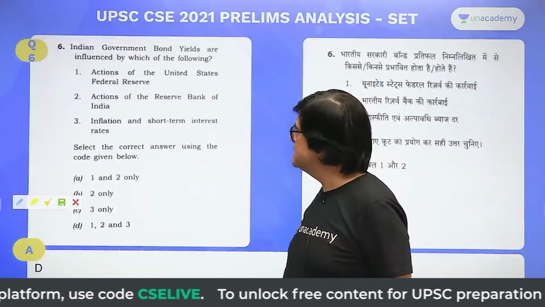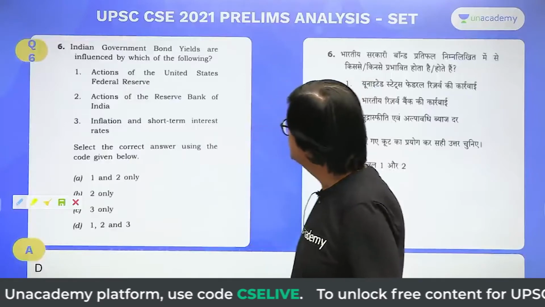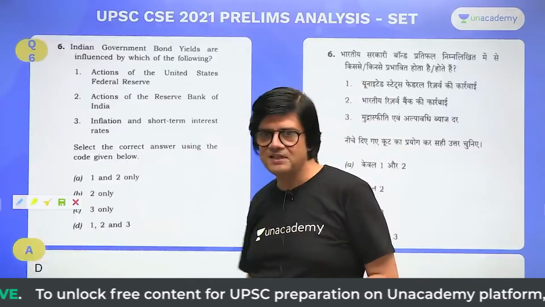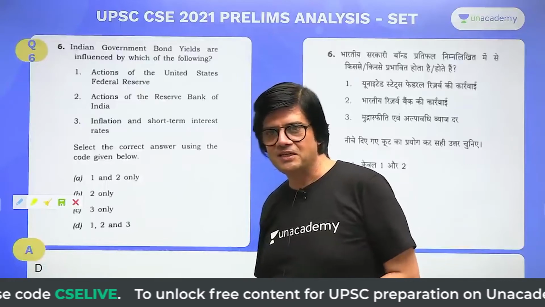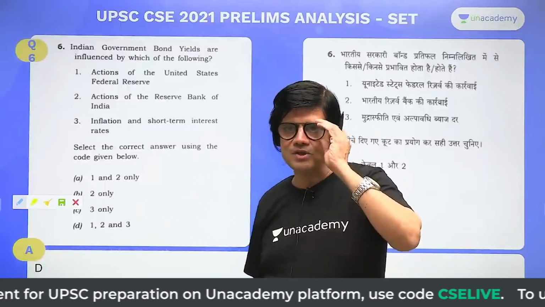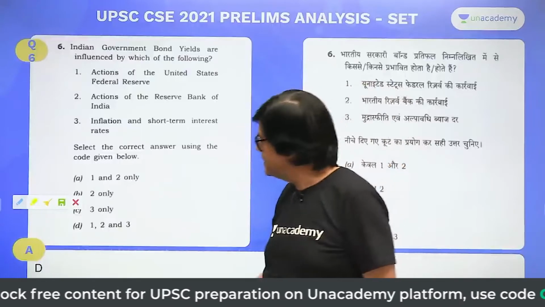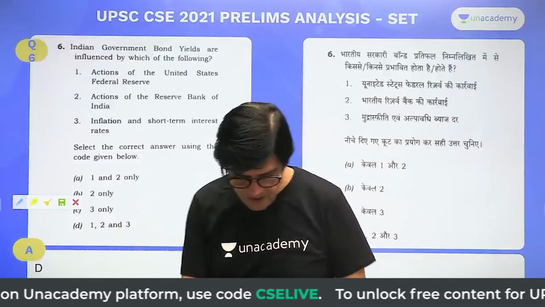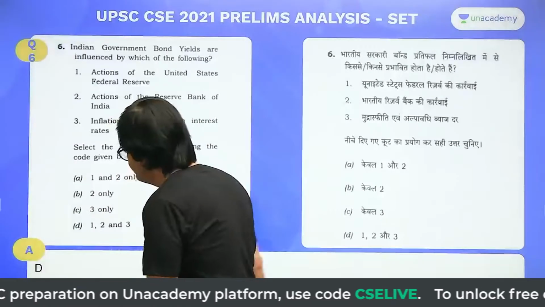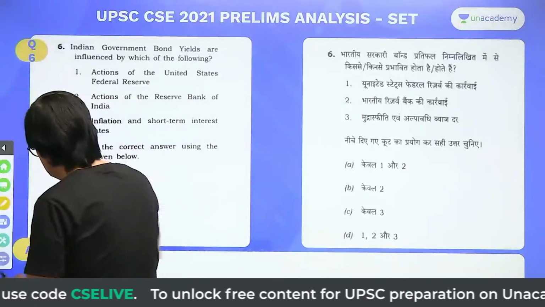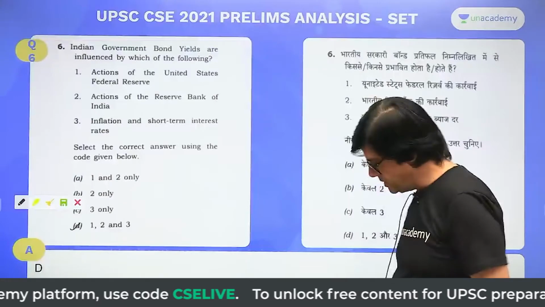Therefore, actions of the United States Federal Reserve come under global influence, and global influence is certainly going to impact the yield of government bonds. Actions of the RBI will definitely have an impact, because RBI's fiscal policies, the repo rate or reverse repo rate, and monetary policy decisions are going to have an impact on this, and inflation definitely has an impact on the yield. So for question number 6, all the three would be the correct option here.